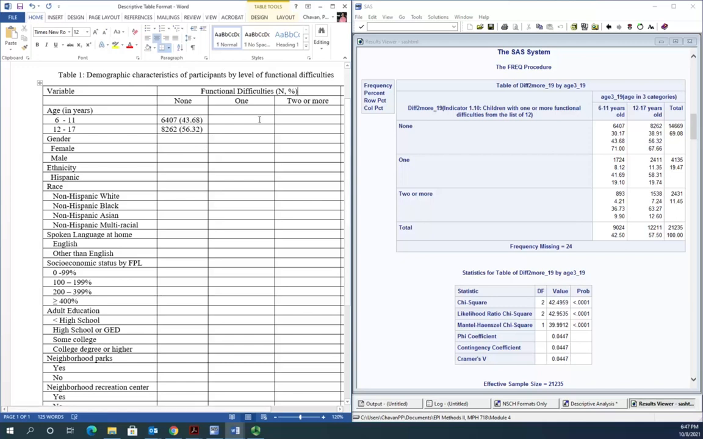So like how I filled the first one, I'm going to go ahead and fill in for one difficulty also, which is 1724. And then make sure you don't make a mistake like how I just typed in a wrong number.